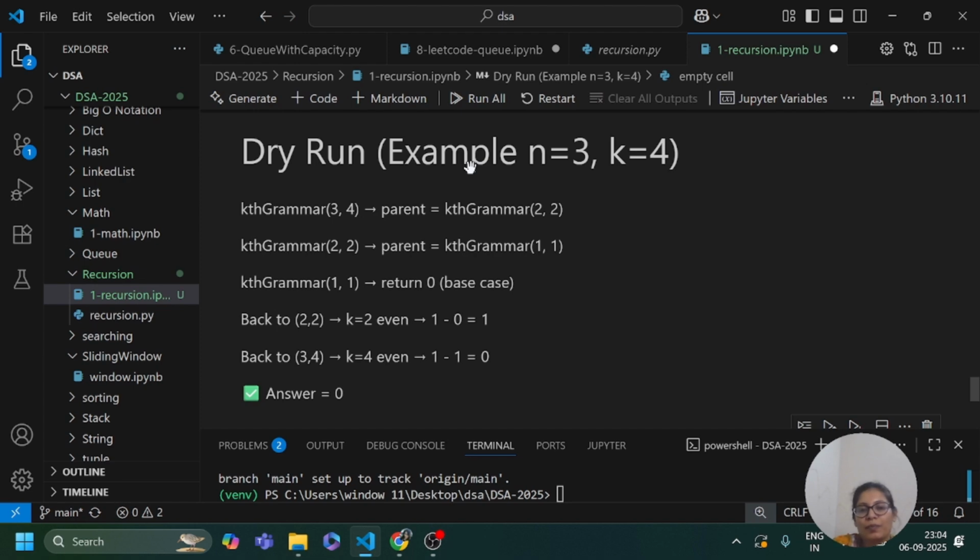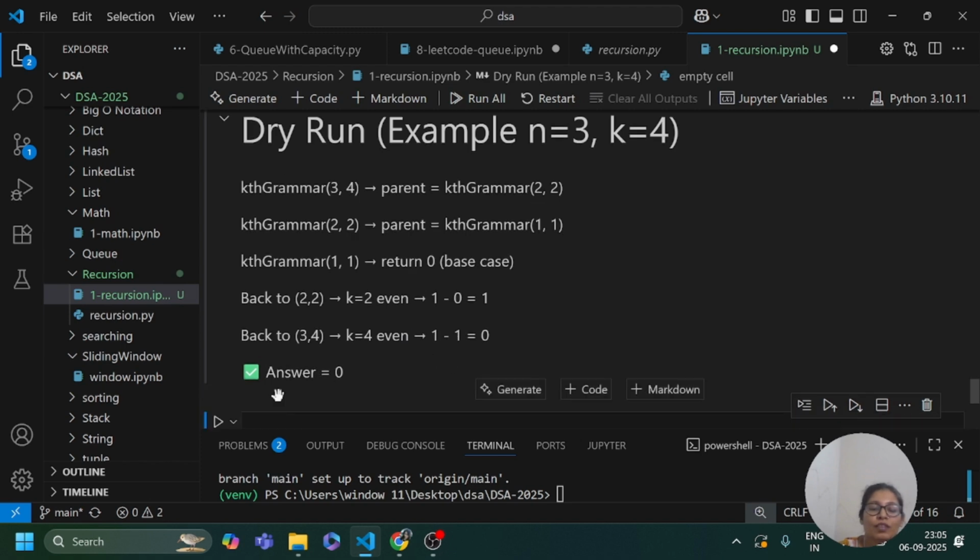If you want, we can also try a run. Like kth grammar of 3 and 4, the parent is kth grammar of 2 and 2. For example, if n equals 3 and k equals 4, kth grammar of 2 2 has parent kth grammar of 1 1, and kth grammar of 1 1 returns 0. In that case, for 2 2, k equals 2 is even, so 1 minus 0 equals 1. Back to 3 4, k equals 4 is even, so 1 minus 1 equals 0. Answer is 0. Okay guys, bye bye, take care.